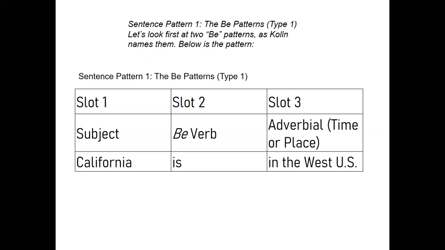Next, your teacher is on the campus. So your teacher is the subject, is the be verb, and on the campus is the adverbial, telling where, on this campus.